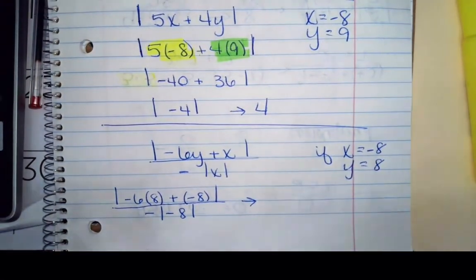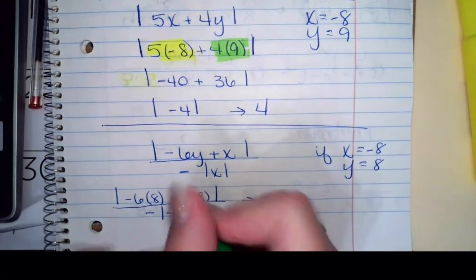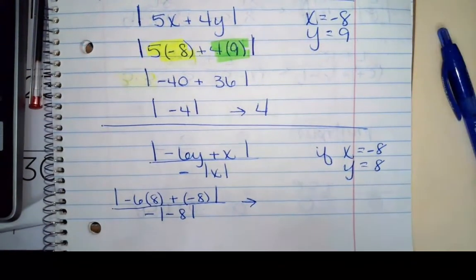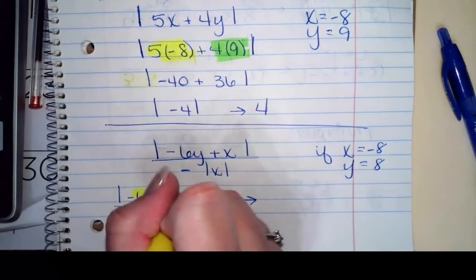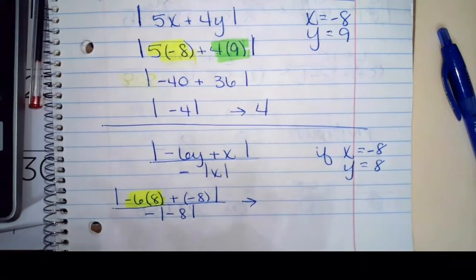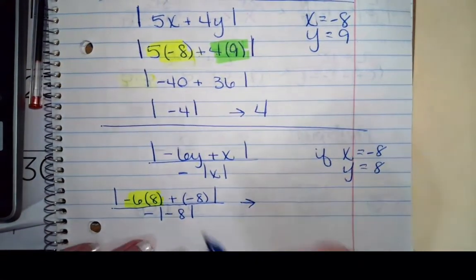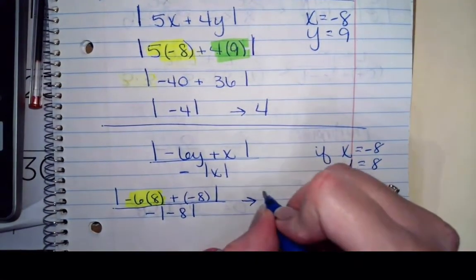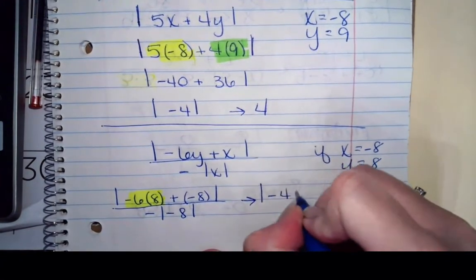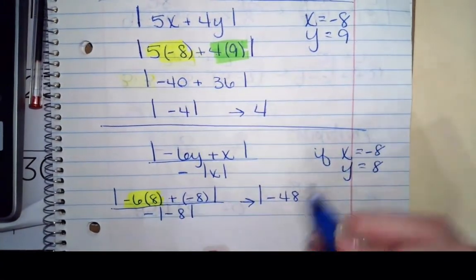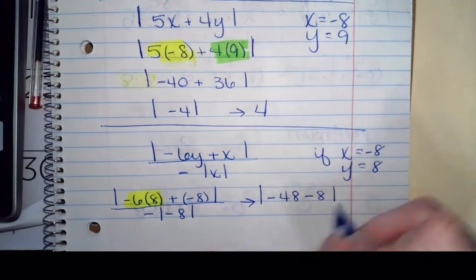So I need to put this together and see what I've got going. I have multiplication and then addition here, so I need to do the multiplication first. A negative 6 times 8 is a negative 48. And plus a negative becomes minus.